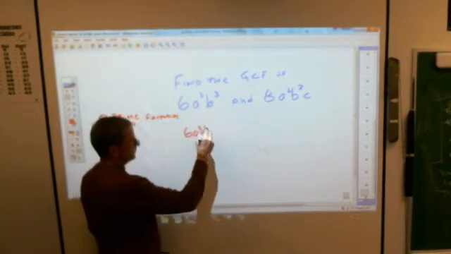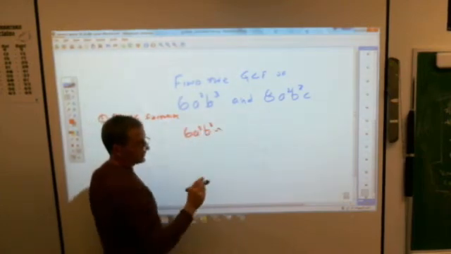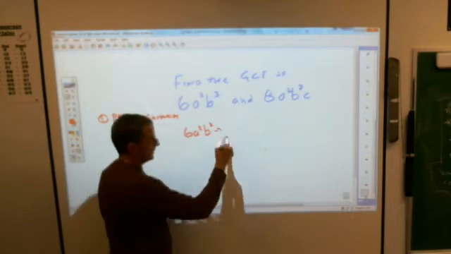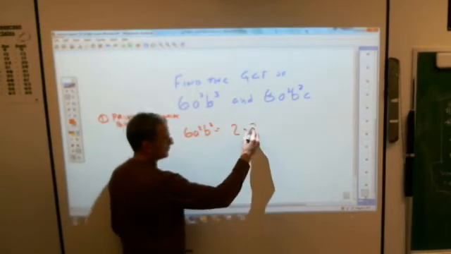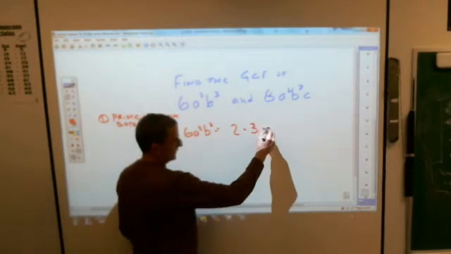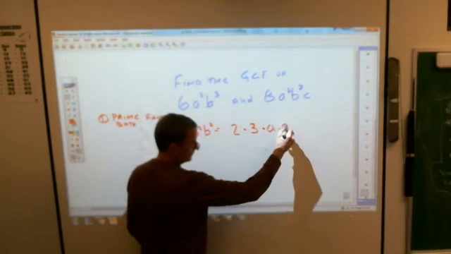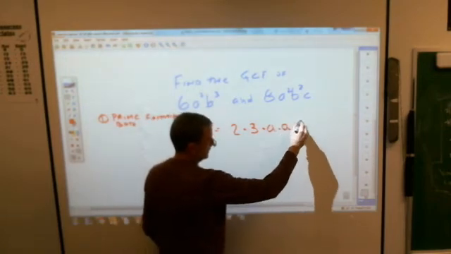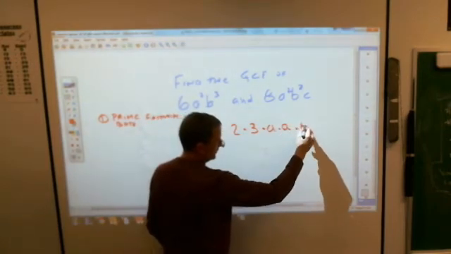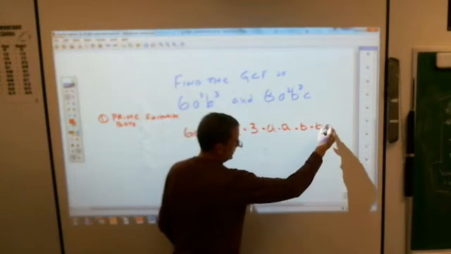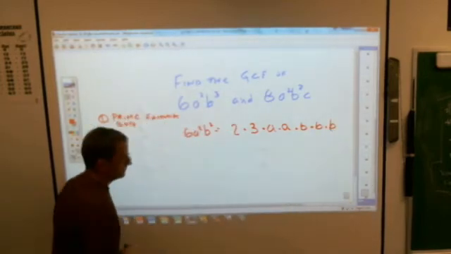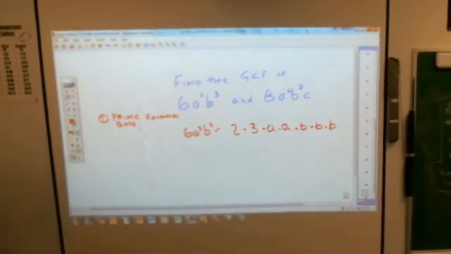6a squared b cubed. If you break this down into its prime numbers all the way down, you get 2 times 3, that gives you the 6. Hopefully that makes sense to you. You get a times a, that gives you a squared. You get b times b times b. That is 6a squared b cubed, all the way broken down to as many primes as you can.